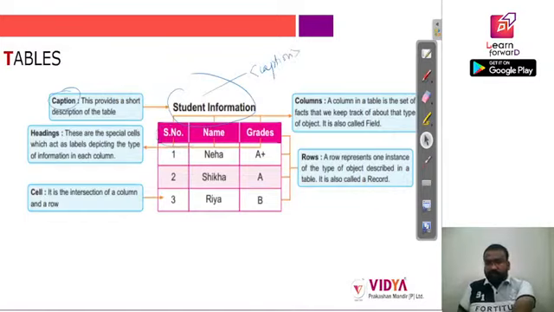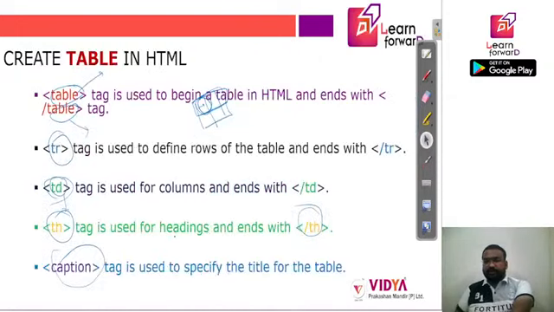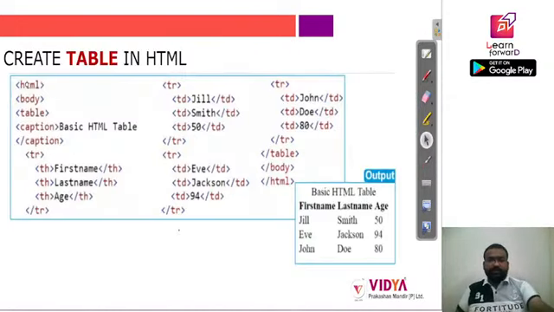For creating this particular row, we will use the tr tag. And to create this particular column, if we are representing it as a heading, then we will use the th tag, and for this data we will use the td tag. So this is how we can create our table in HTML. So let's see this example.